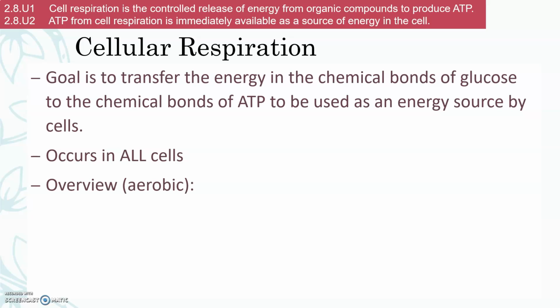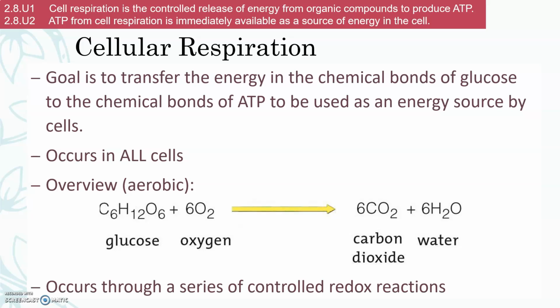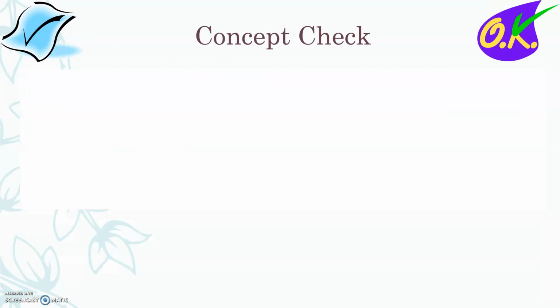We're going to be looking specifically at aerobic cellular respiration, and as we take a look at this equation, we should note that it is basically the opposite of the equation, or the reduced form of this photosynthesis equation that we've looked at earlier. This whole process is going to occur through a series of controlled redox or oxidation-reduction reactions. So we want to go back and review redox reactions again.